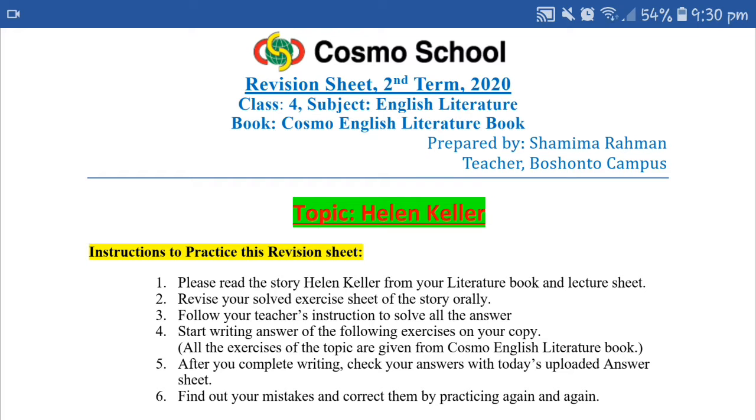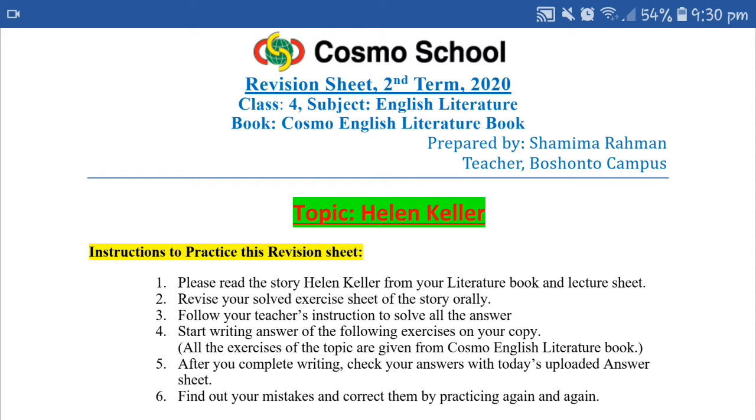As I told you, we are going to have revision. So today we are going to talk about our revision and how to practice this revision sheet. That means I'm going to give you some instructions on how to practice this revision sheet. Here in the video you can see the revision sheet, right? So let's talk about it. How can you revise properly?